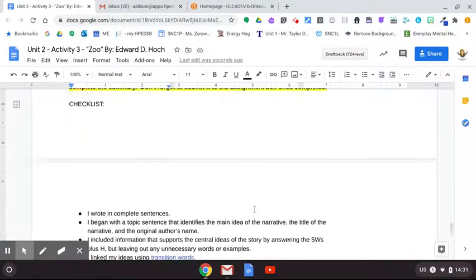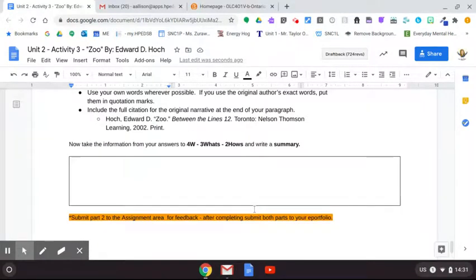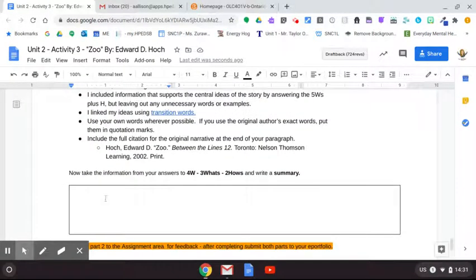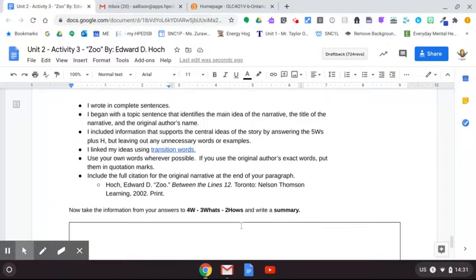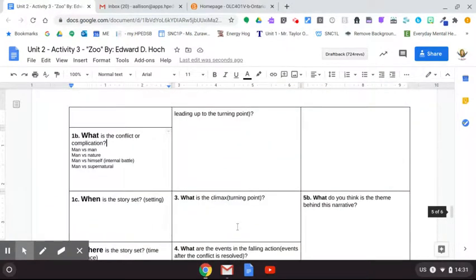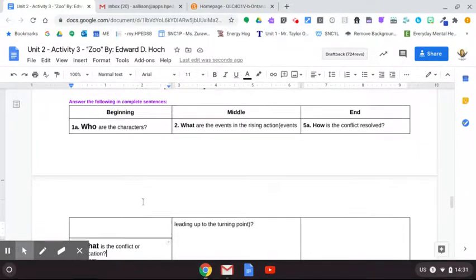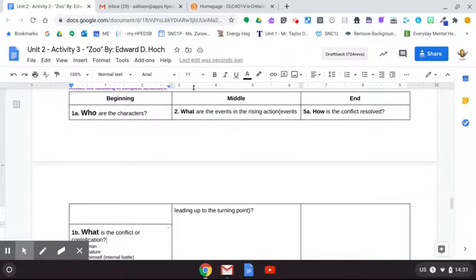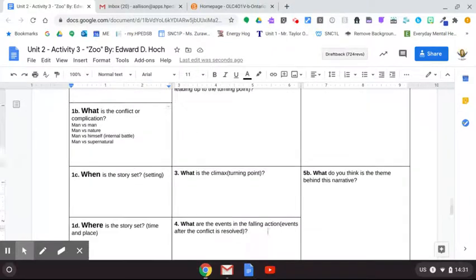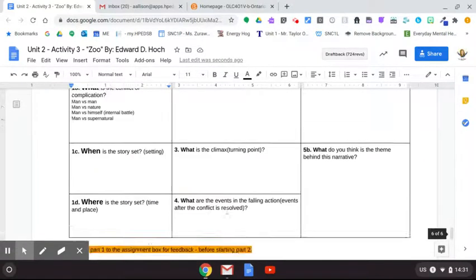Once you have submitted this part to me, you'll get my feedback, and then you're going to put it into a paragraph. So you are going to say, in the beginning, because we're talking about the story Zoo: in the beginning of the story Zoo, and so on. In the middle, and so on. In the end, and so on. So we'll talk about that a little bit more after.